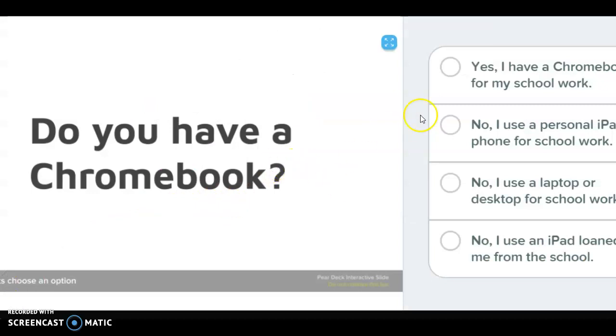Last question, if you have a Chromebook, yes. If you do not, please select one of the other answer choices, and then make sure that you are caught up in not only my class but all of your classes.